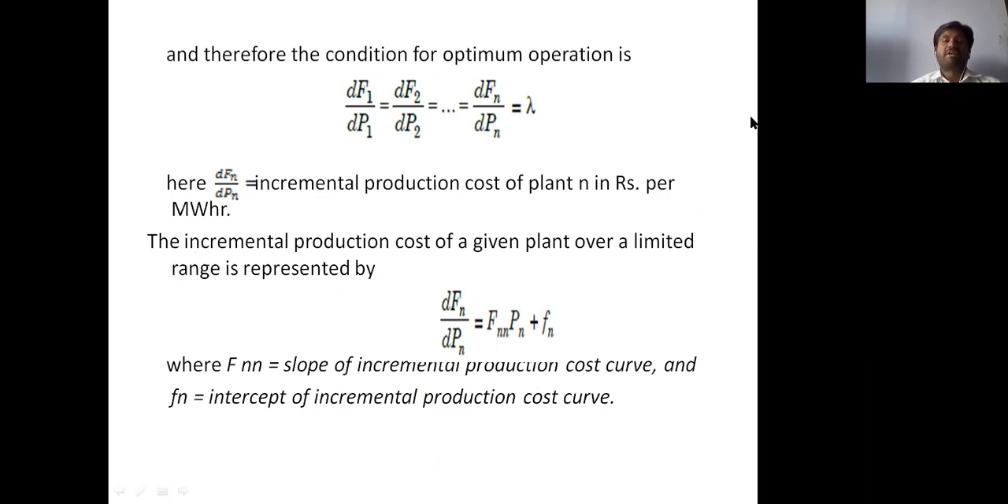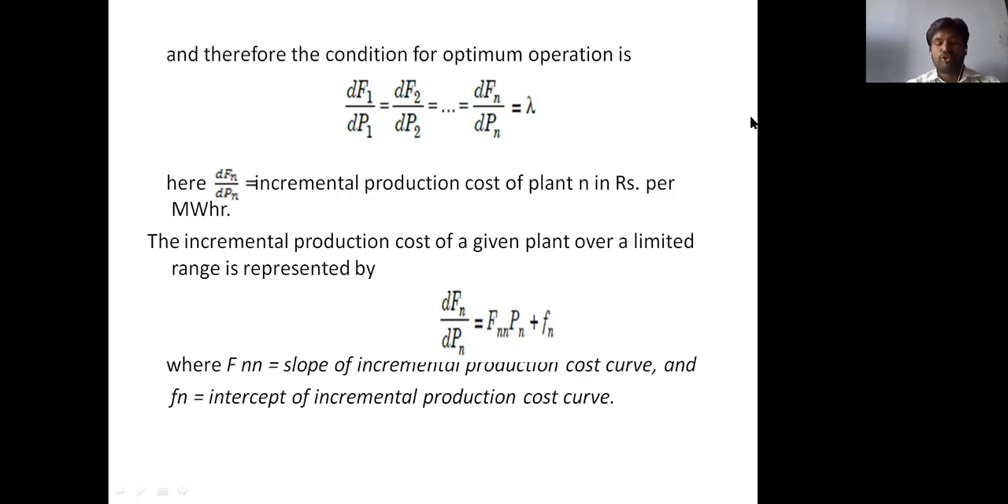It is generally measured in rupees per megawatt hour. The incremental production cost of a given plant over a limited range is represented by delta Fn by delta Pn equals fnn times Pn plus fn. Here fnn is the slope of the incremental production cost curve, and fn is the intercept of the incremental production cost curve. The equation is also dC by dPgi equals 2 times ci Pgi plus bi, similarly fn equals bi, which is the intercept of the incremental production cost curve.